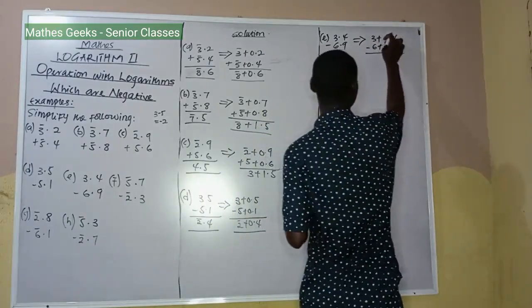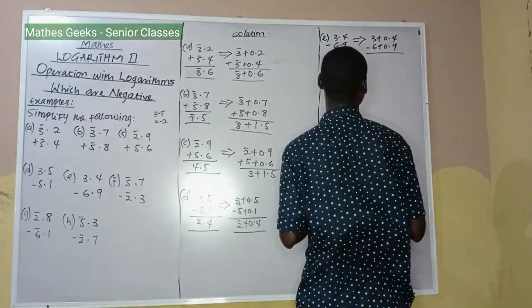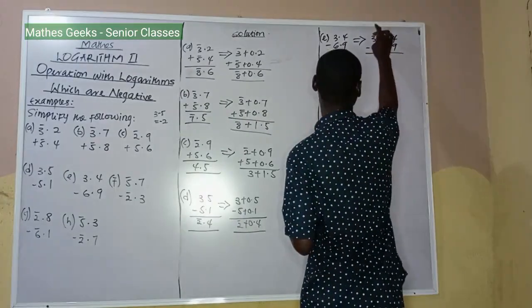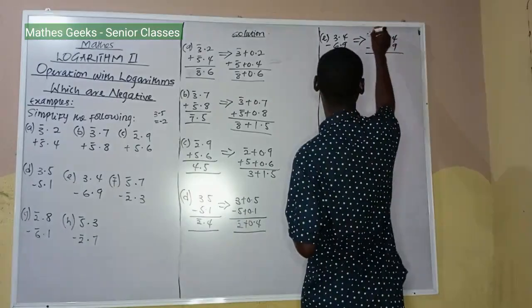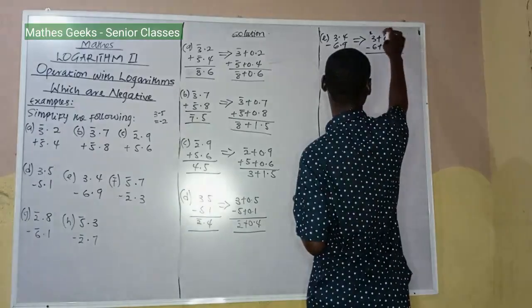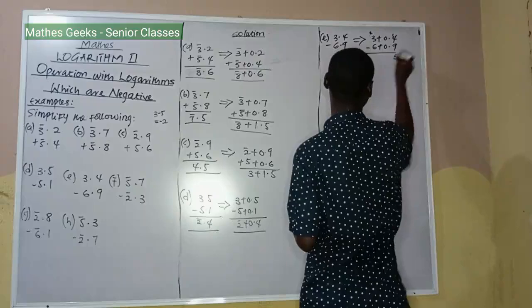So what do we do? We need to borrow, but the characteristic does not have enough for us to borrow from, so it's 0. So we need to come here to borrow. When we borrow from here, this becomes 2, and this becomes 0. This 1 you bring down here, it becomes 14. 14 minus 9 will give us 5.